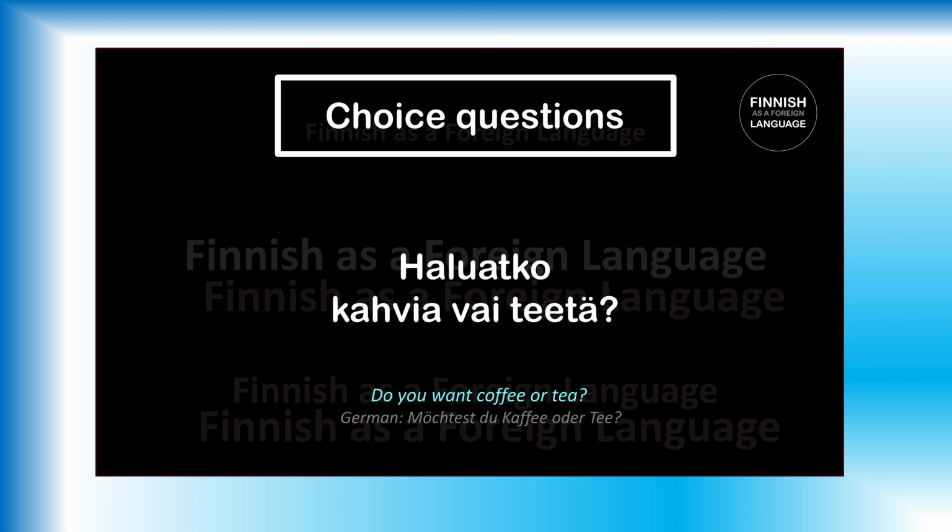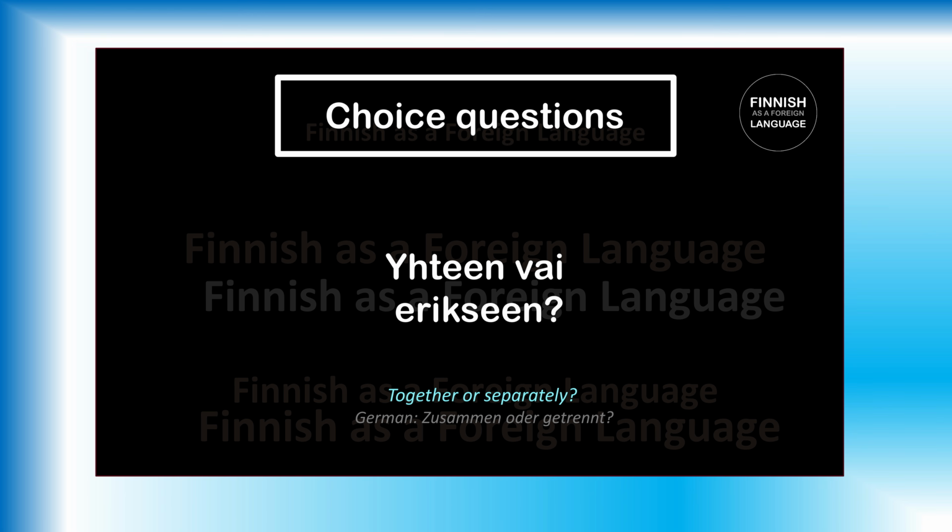So let's repeat again. Haluatko kahvia vai teetä? Do you want coffee or tea? So as you see, here we have a choice question. Let's take another example. Also a very common question. Yhteen vai erikseen means together or separately. This is a question you get very often asked at a coffee shop or a restaurant. Yhteen vai erikseen? Together or separately? Here again we have a choice question.